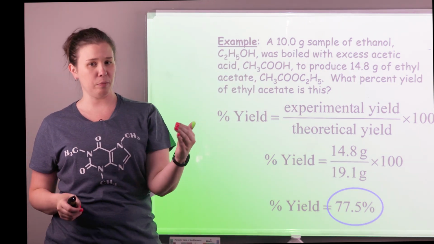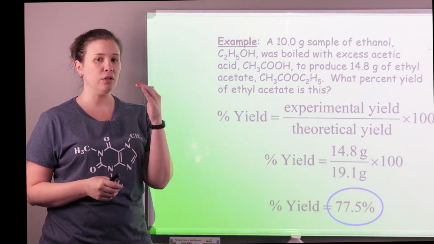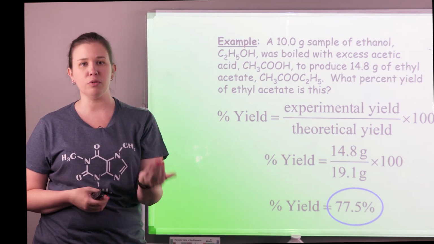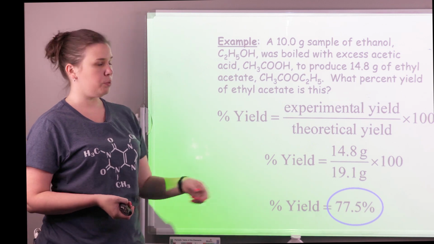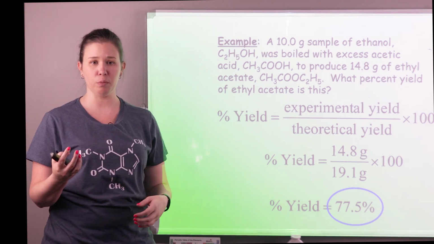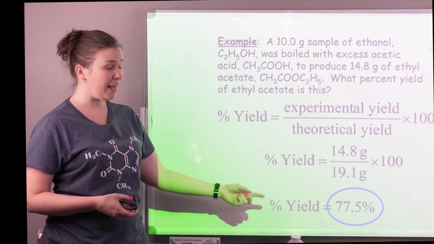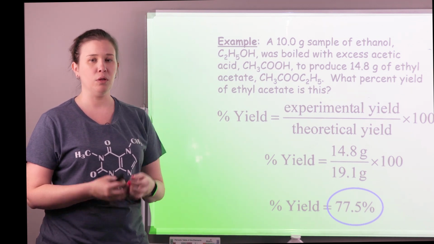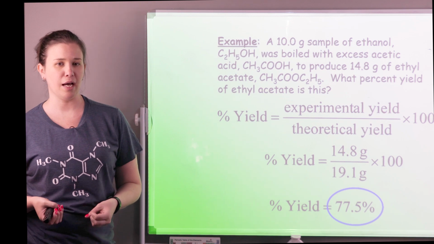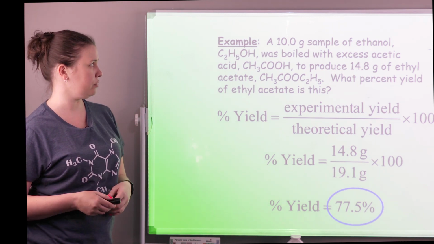You want a high percent yield. You want to know that you're making most of what you were supposed to get. The worse your percent yield, the higher your percent error. They complement each other. You want to make a high amount of your product. You want to minimize the sources of error in your lab. So you want a high percent yield.